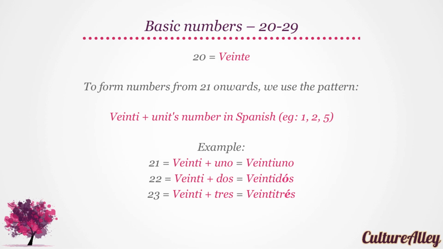Let's move on. Let's look at basic numbers from 20 to 29. 20 translates to veinte. To form numbers from 21 onwards, we use the pattern veinti plus the units number in Spanish. For example, uno, dos, cinco. Note that although 20 is veinte, ending in E, while forming numbers from 21 onwards, we use veinti, ending in I. For example, 21 will be veinti plus uno, which becomes veintiuno. Can you say that?